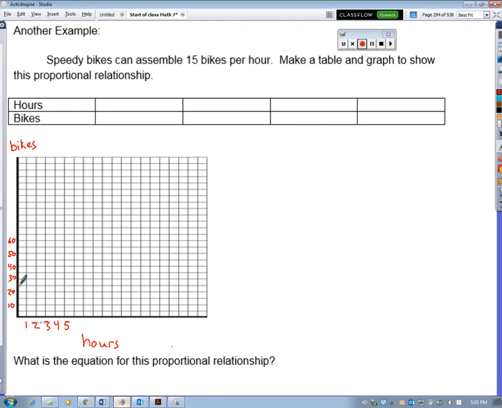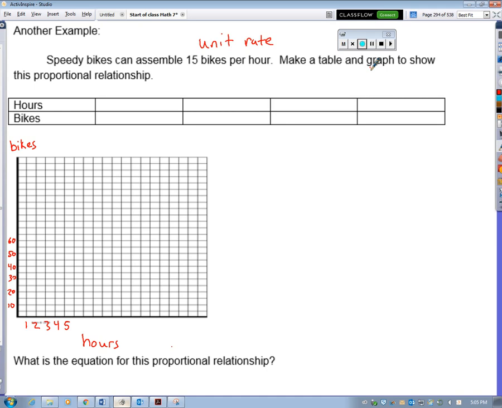Alright, my math friends, thanks for getting that labeled. Let's take a look at this situation. We are going to graph this proportional relationship. Speedy Bikes, this is a company. They assemble 15 bikes per hour. This is our unit rate. We're being told what it is this time, so that saves us some steps. We don't have to calculate it. We want to make a table and a graph to show this proportional relationship.